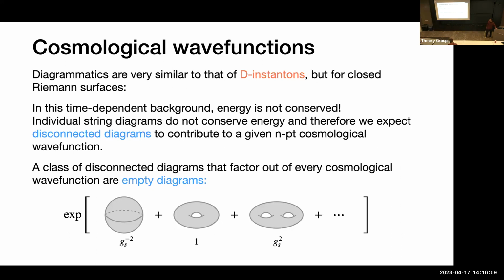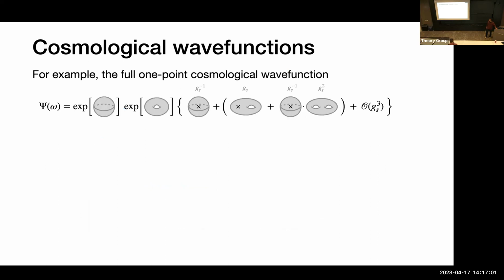So for example, let's do an example of the 1-point function. For example, the full cosmological wave function should look something like this. So next, the exponential of the sphere, exponential of the empty torus, and then you have the sphere 1-point function. This goes as 1 over G string. So the torus 1-point that I described in the previous slide goes as G string, the G string correction, and then the disconnected product of the sphere 1-point and the torus 1-points. Okay. Plus, of course, higher.